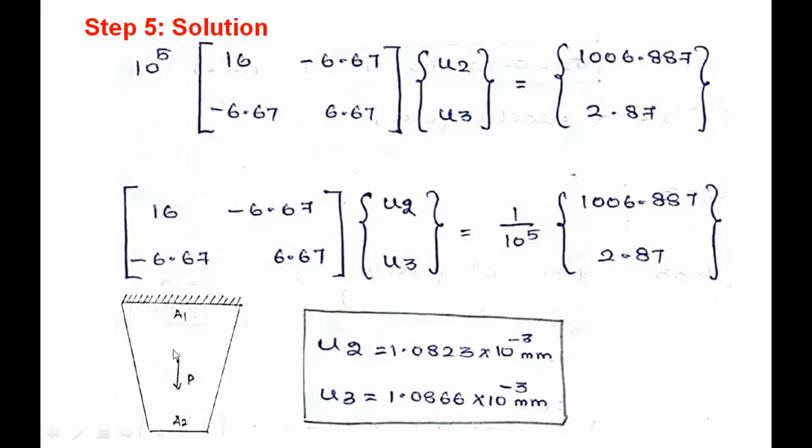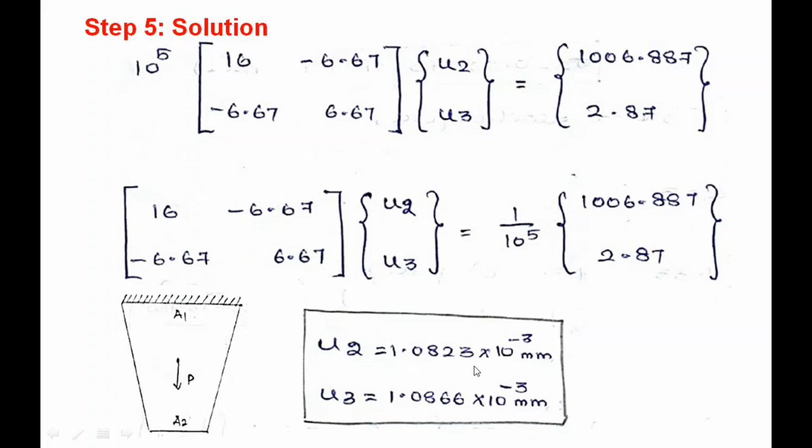So very low value, 10 power minus 3 mm, that is in the micron level. Why are we getting a very low value? Because the load acting on this tapered bar is only 1000 Newton. For that load, we are getting only this much deflection. Now, before proceeding further, why is the difference between u2 and u3 minimum?